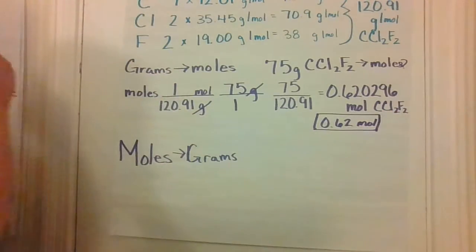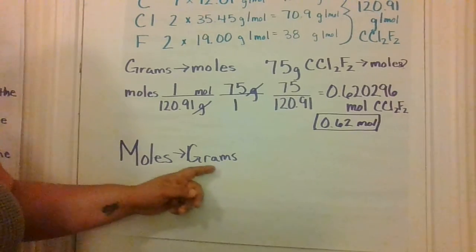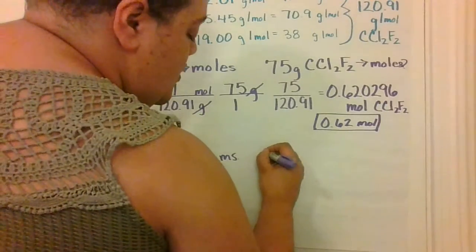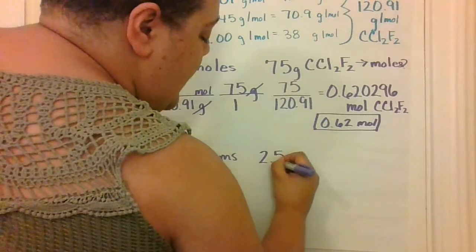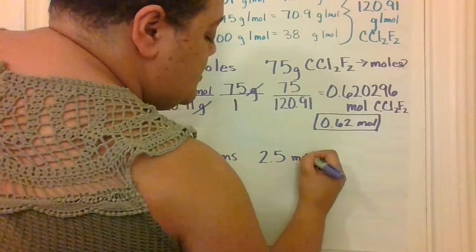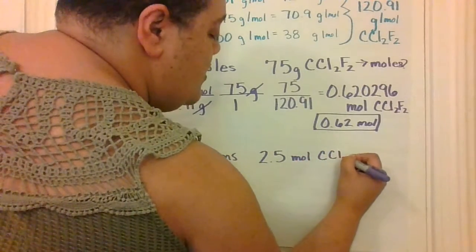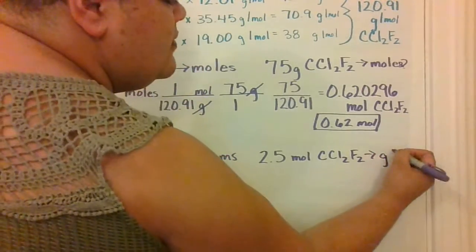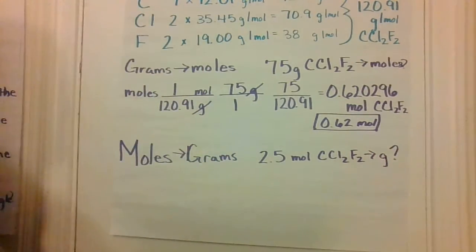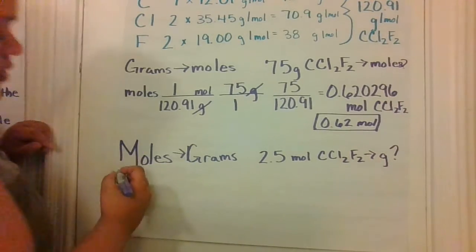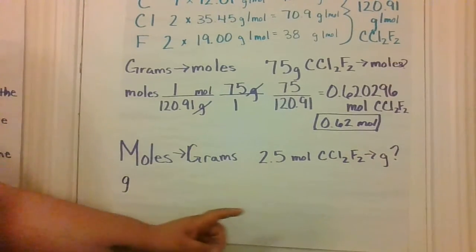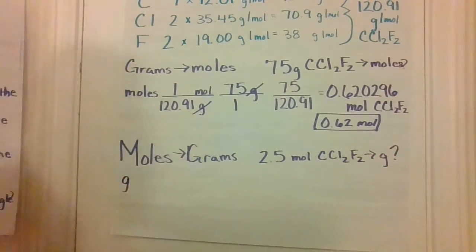Now let's take this same compound and go from moles to grams. So let's say we had 2.5 moles of CCl2F2. How many grams do we have? Just like before, whatever we're solving for goes to the left. We are solving for grams in this case. So grams is what's on the left of my page.